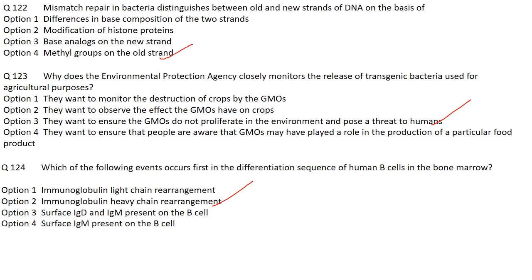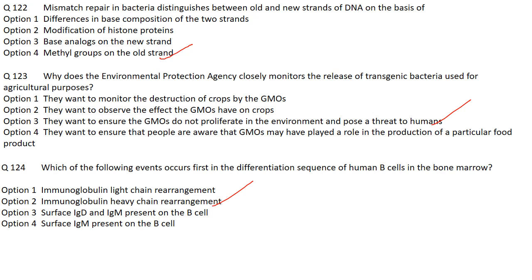Which of the following events occur first in the differentiation sequence of human B cells in the bone marrow? So immunoglobulin light chain, no, it is heavy chain rearrangement. It is not light chain, it is heavy chain rearrangement.